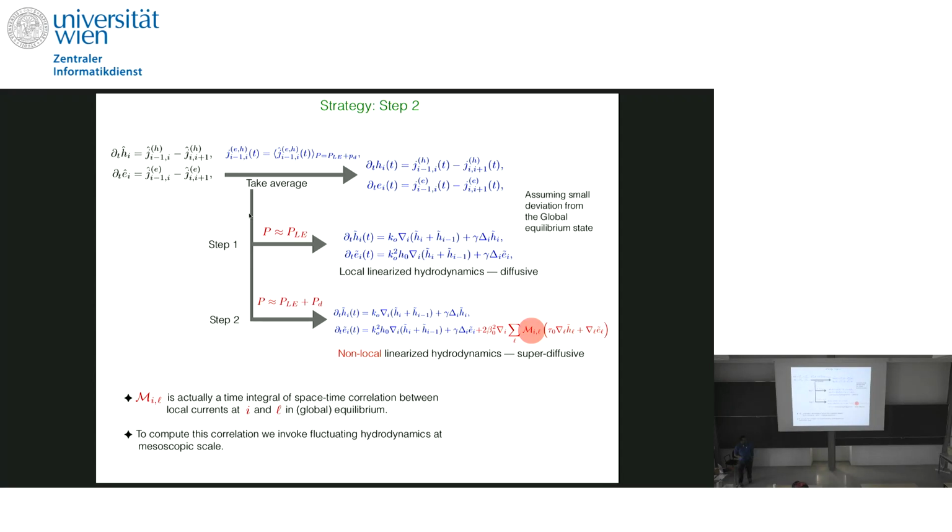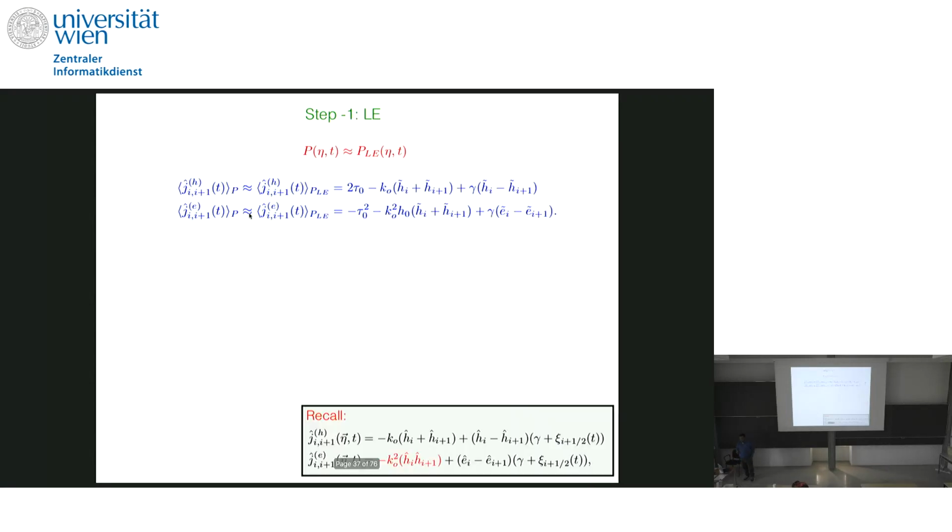So this coefficient is actually a time integral of the space-time correlation. We'll see that it is a sort of transport coefficient. It can be expressed as a time integral of the space-time correlation between two currents at different locations, I and L. And to compute this correlation, we'll use fluctuating hydrodynamics at mesoscopic scale. So this is the strategy.